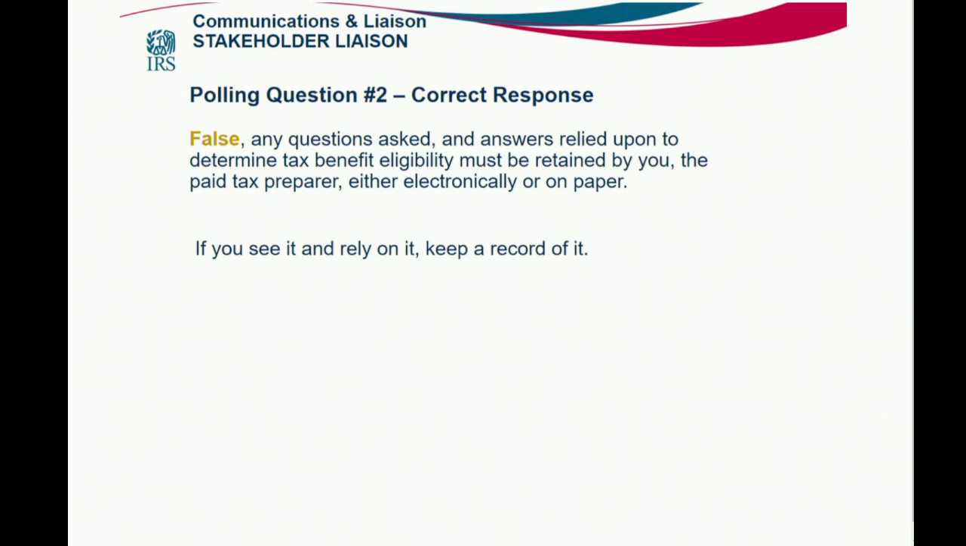And folks, the correct response is false. Any questions asked and answered, relied upon to determine tax benefit eligibility, must be retained by you, the paid tax preparer, either electronically or on paper. And I'm so excited, I see that 87% of you responded correctly.